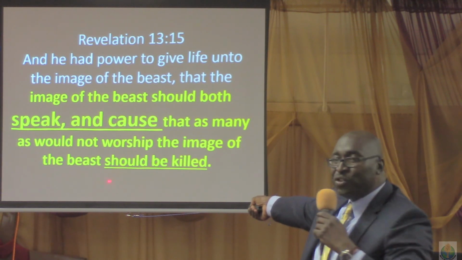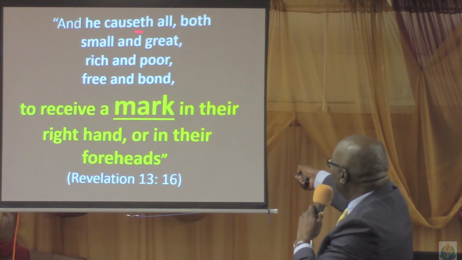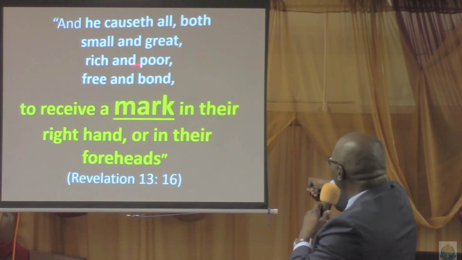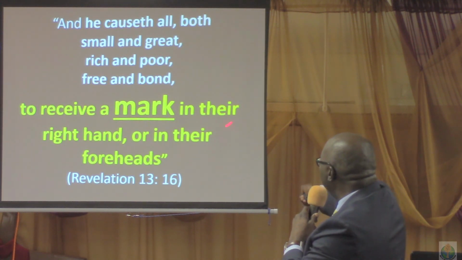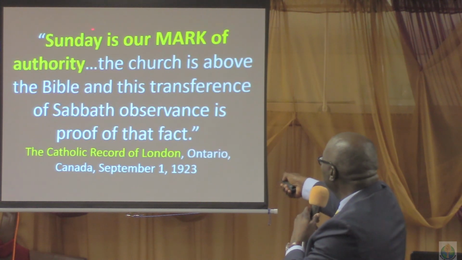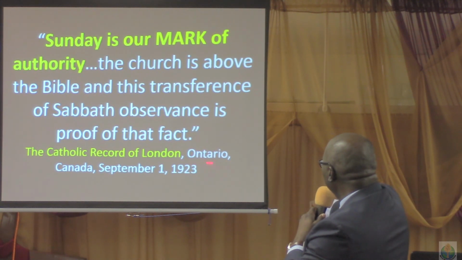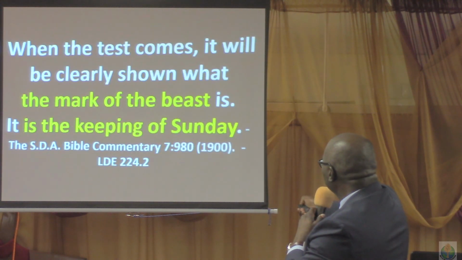And there are going to be persecution, friends. Yes. And he caused all, both small and great, rich and poor, free and bond, to receive a mark in their right hand and on their foreheads. What's this mark? Sunday is a mark of authority. The Catholic Record of London, Ontario, 1923.